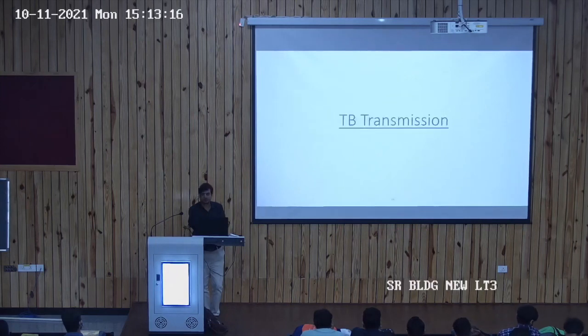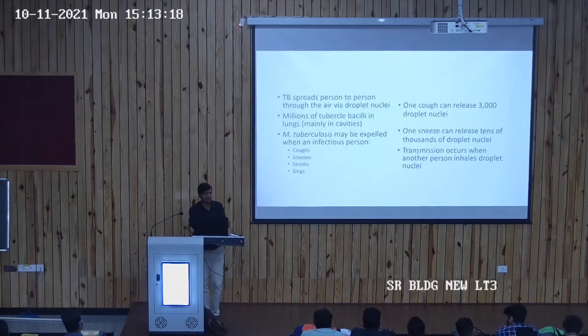So how is tuberculosis transmitted? TB spreads person to person through the air via droplet nuclei. Millions of tubercle bacilli reside in the lungs, particularly in cavities. Mycobacterium tuberculosis may be expelled when an infectious person coughs, sneezes, speaks, or sings.